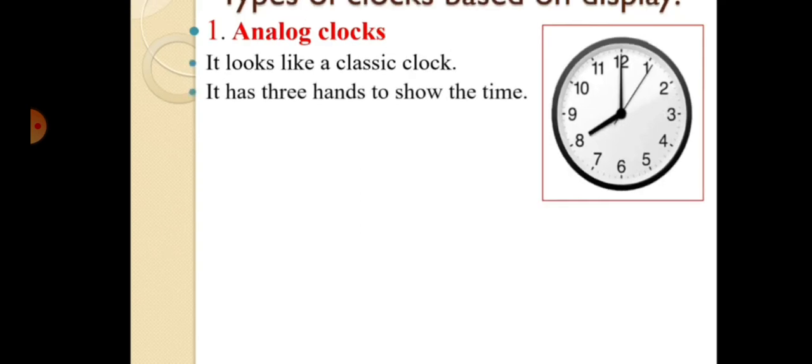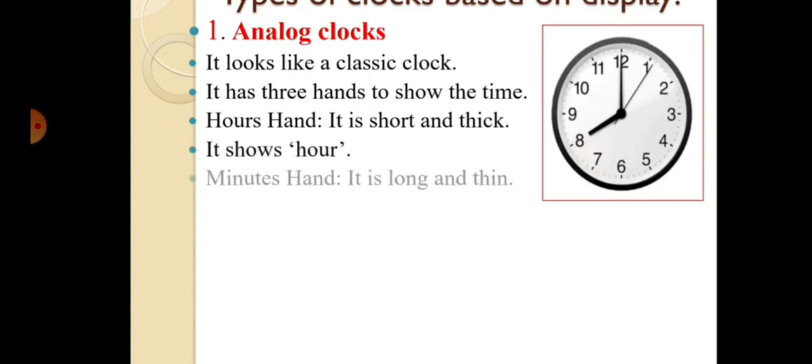So it looks like a classic clock. It has three hands to show the time. Hour hand, it is short and thick. It shows hours, 8 hours. Minute hand, it is long and thin.